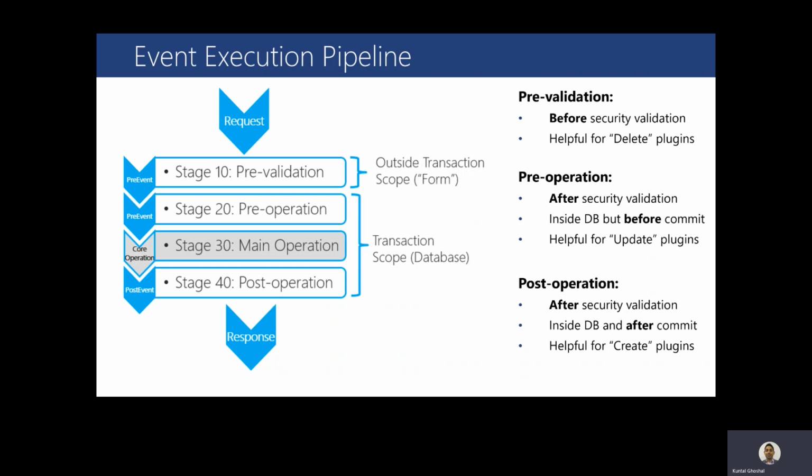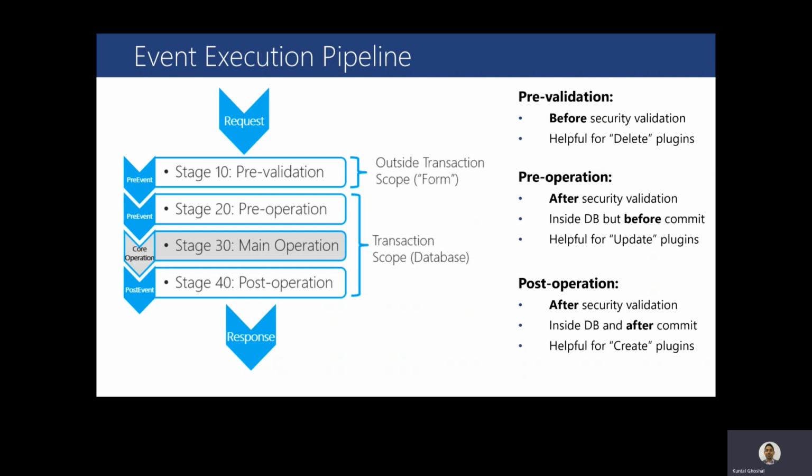The post event or post operation of stage 40 is the stage in the pipeline for plugins which are to execute after the main operation. Plugins registered in this stage are executed within the database transaction. Sometimes you want to compare what had been done after the record is created or updated and take additional business action. Let's say on create of an account, you want to check something on the child account or associated contact record, or you want to do some further business operation inside the CDS platform.